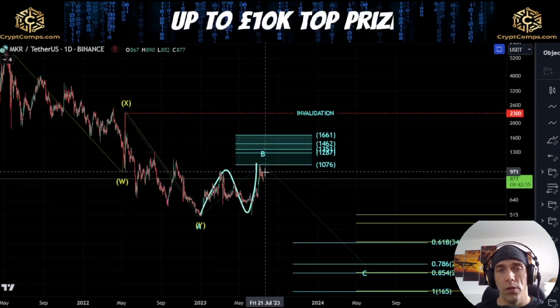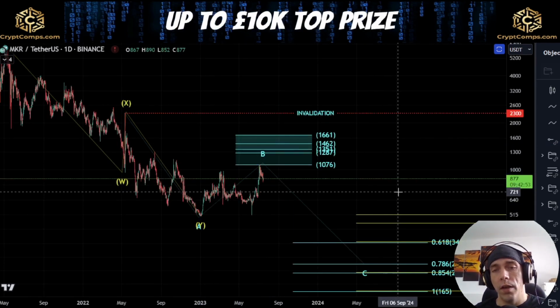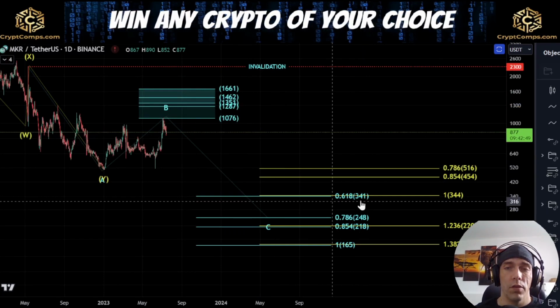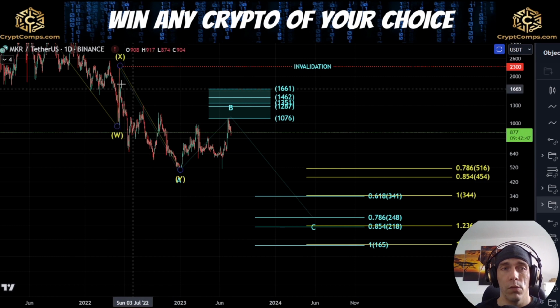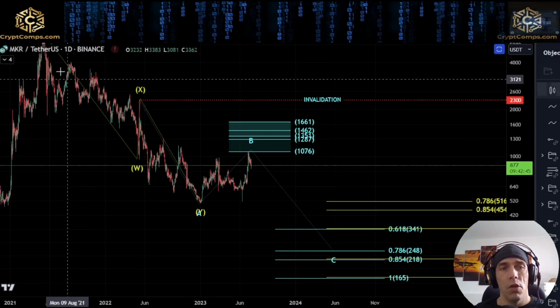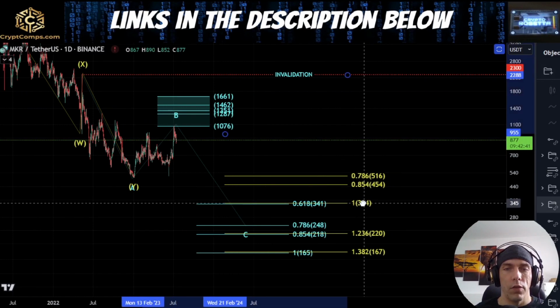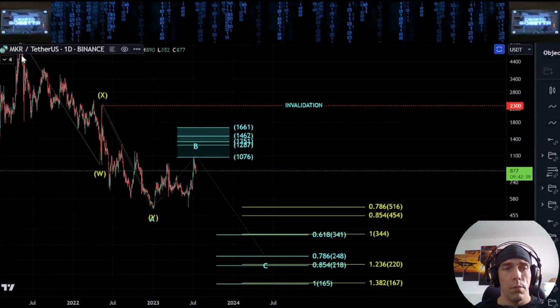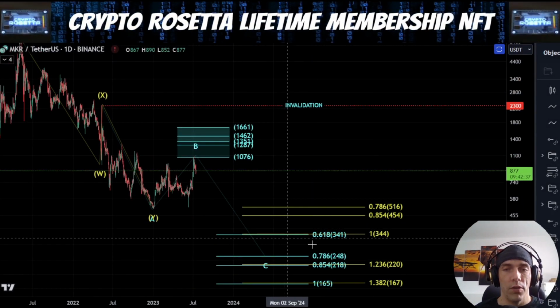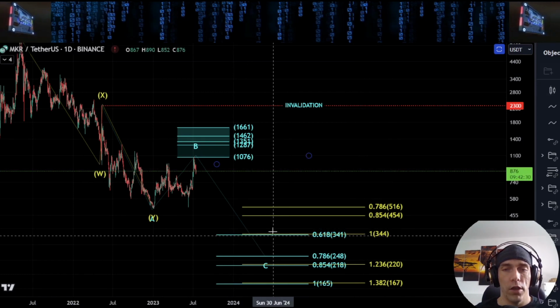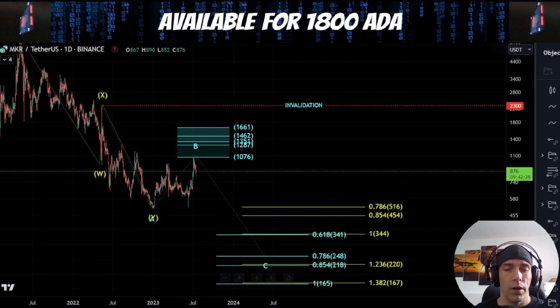Now if this high point here is actually our B wave high, what we could see is a minimum requirement of this 0.618, which would bring us into this 341. Now this 341 would be an interesting level because measuring this W wave here, what we do have is our 1-to-1 is actually at this 344. So if we are measuring this down, this 0.618 and this 1-to-1 of the W wave would have good correlation here towards this zone. So I'm going to be keeping an eye on this.